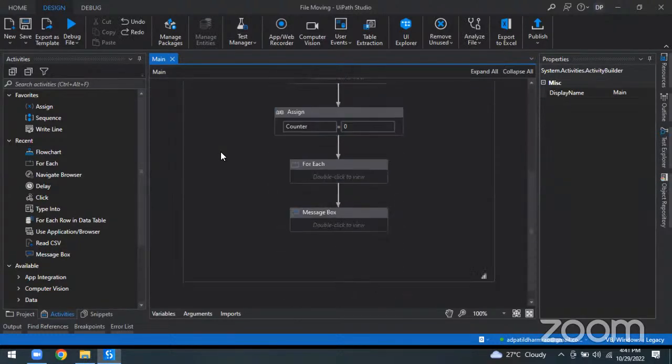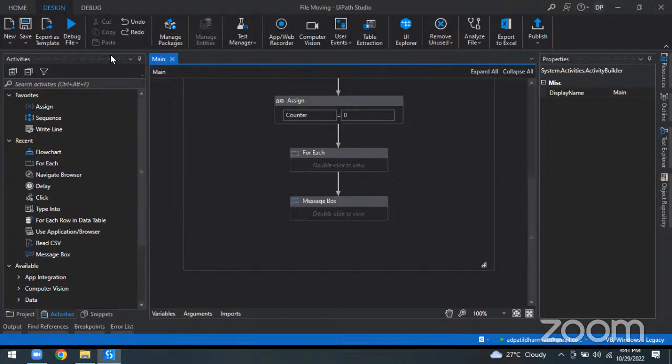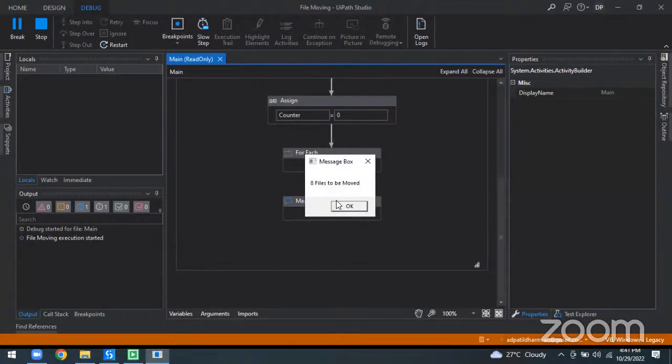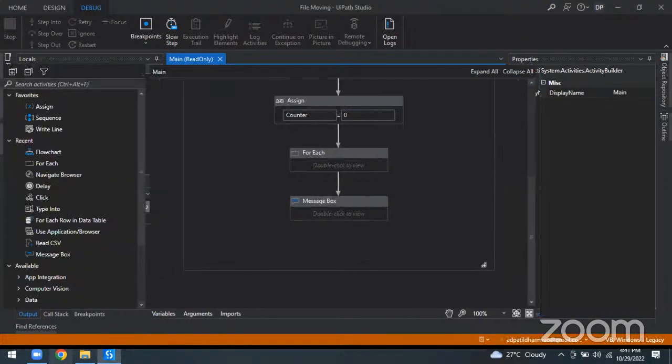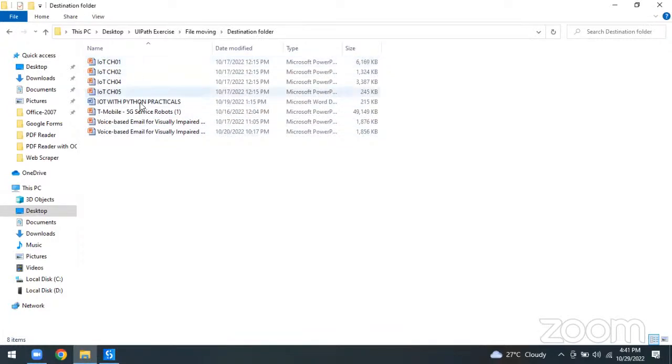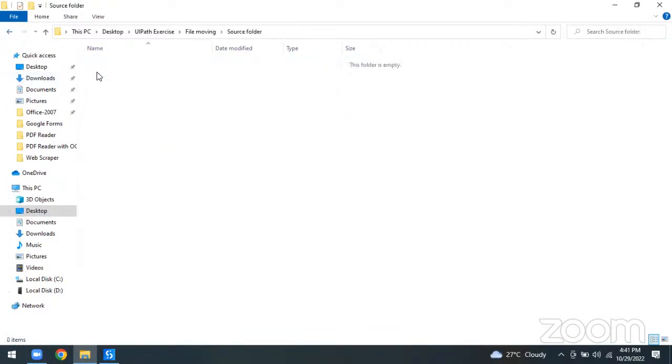Ma'am, this is a path, ma'am. Now I will run it, ma'am. Totally 8 files are moving, ma'am. It's moved already. This is the destination folder, ma'am. The source folder is empty, ma'am.